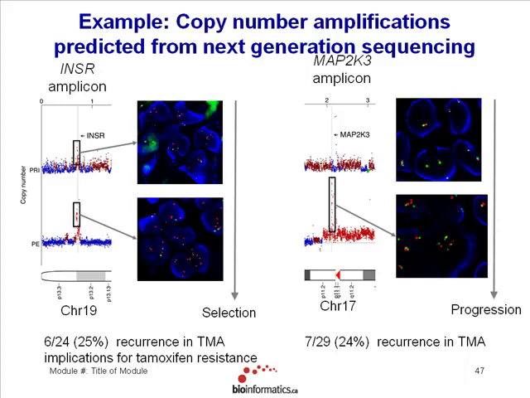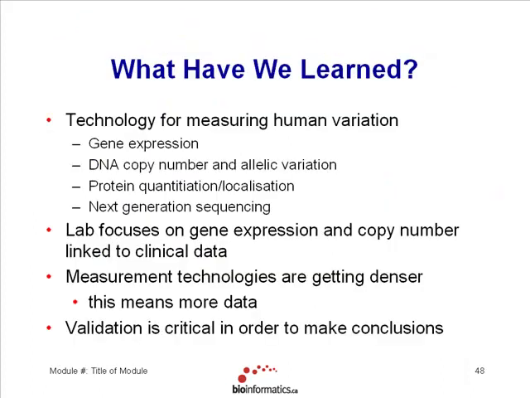In the single nucleotide variants that we found in this tumor, about 30% of them turned out to be false. They turned out to be not reproducible by other assays. So in high throughput measurement technology, one needs to validate.